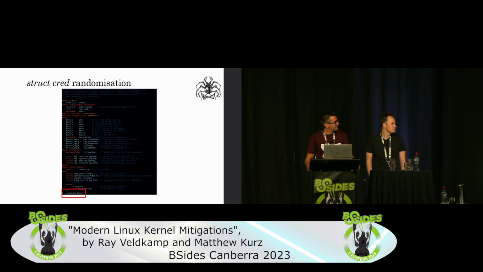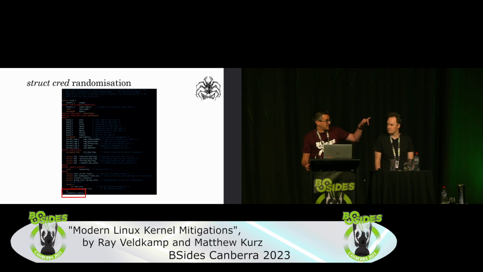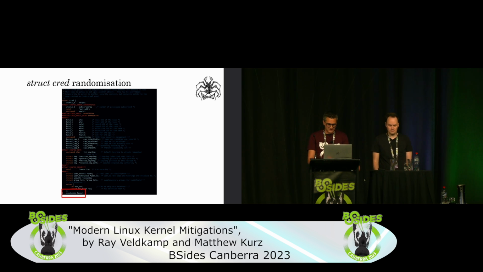And you can hopefully see here, this is the implementation of struct cred as of a few months ago. The definition of the struct has an annotation down the bottom in red, randomized layout. That marks it as a candidate for this randomization at compile time.